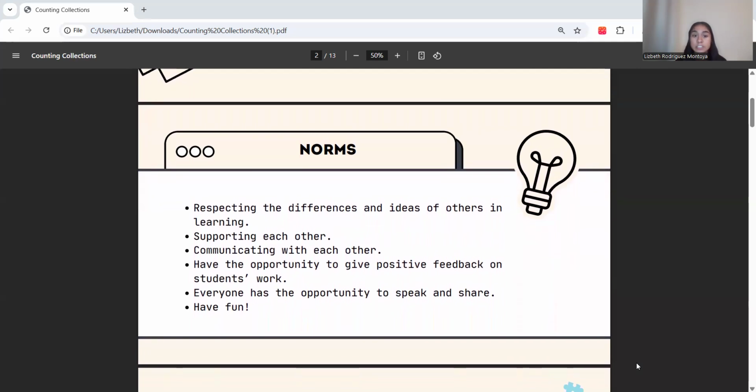So the first norm is respecting the differences and ideas of others in learning, supporting each other when students need help, being able to communicate with each other, and having the opportunity to give positive feedback on students' work when a student shares their ideas with the class. Everyone has the opportunity to speak and share, and most importantly, have fun.